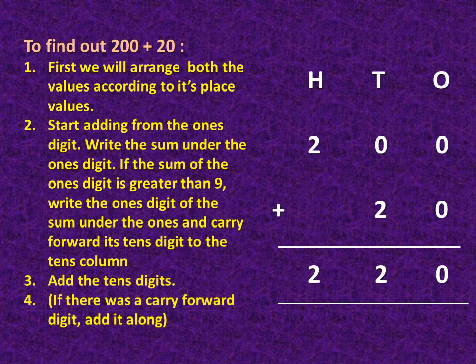So first we will add 0 plus 0, we get 0. Then we will add the tens place, 0 plus 2, we get 2. Then lastly we are left with just 2. There is nothing under 2, so we simply write 2. So our answer comes out to be 220.